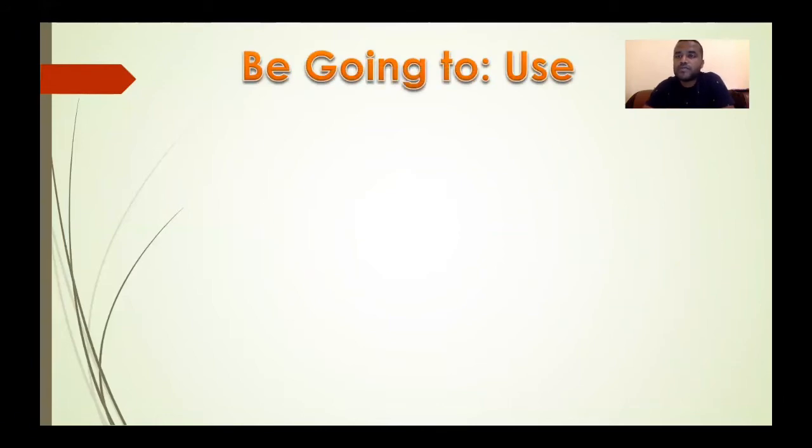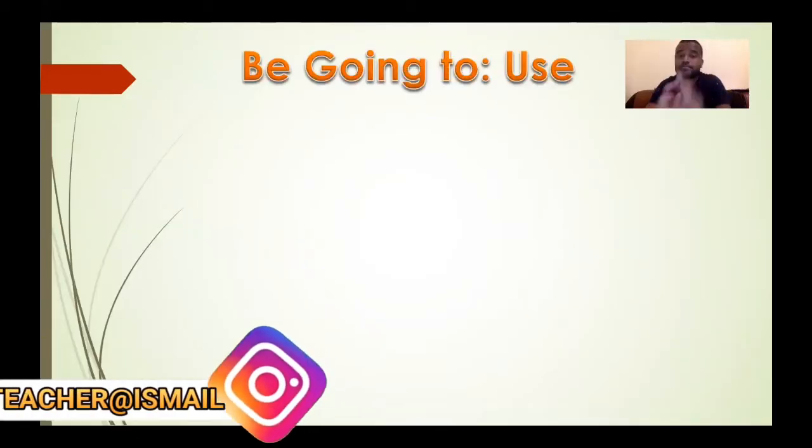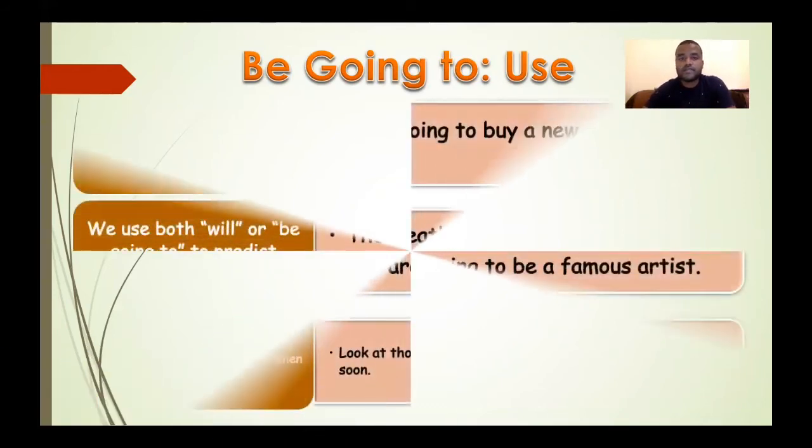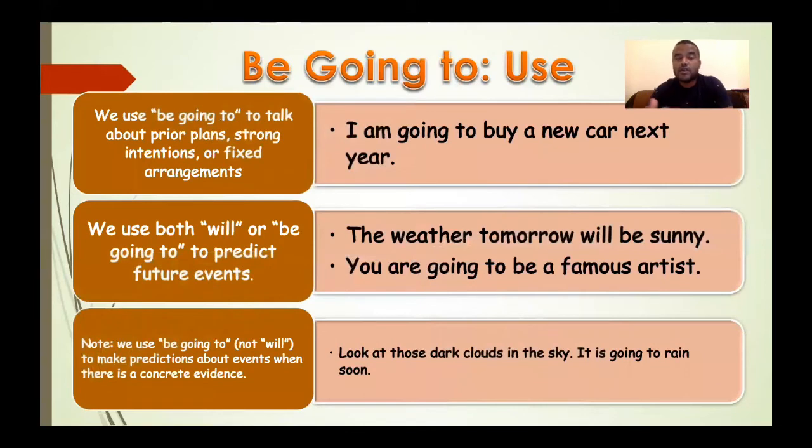Now we are going to move to be going to, which means the verb to be plus going to plus the verb in infinitive. These are the functions of going to, and there's a little bit of difference between them. We use be going to talk about prior plans, strong intentions, or fixed arrangements. What do prior plans mean? Something that we already planned before. For example, I already planned what I'm going to do tomorrow, and I'm 100% sure I'm going to do it.